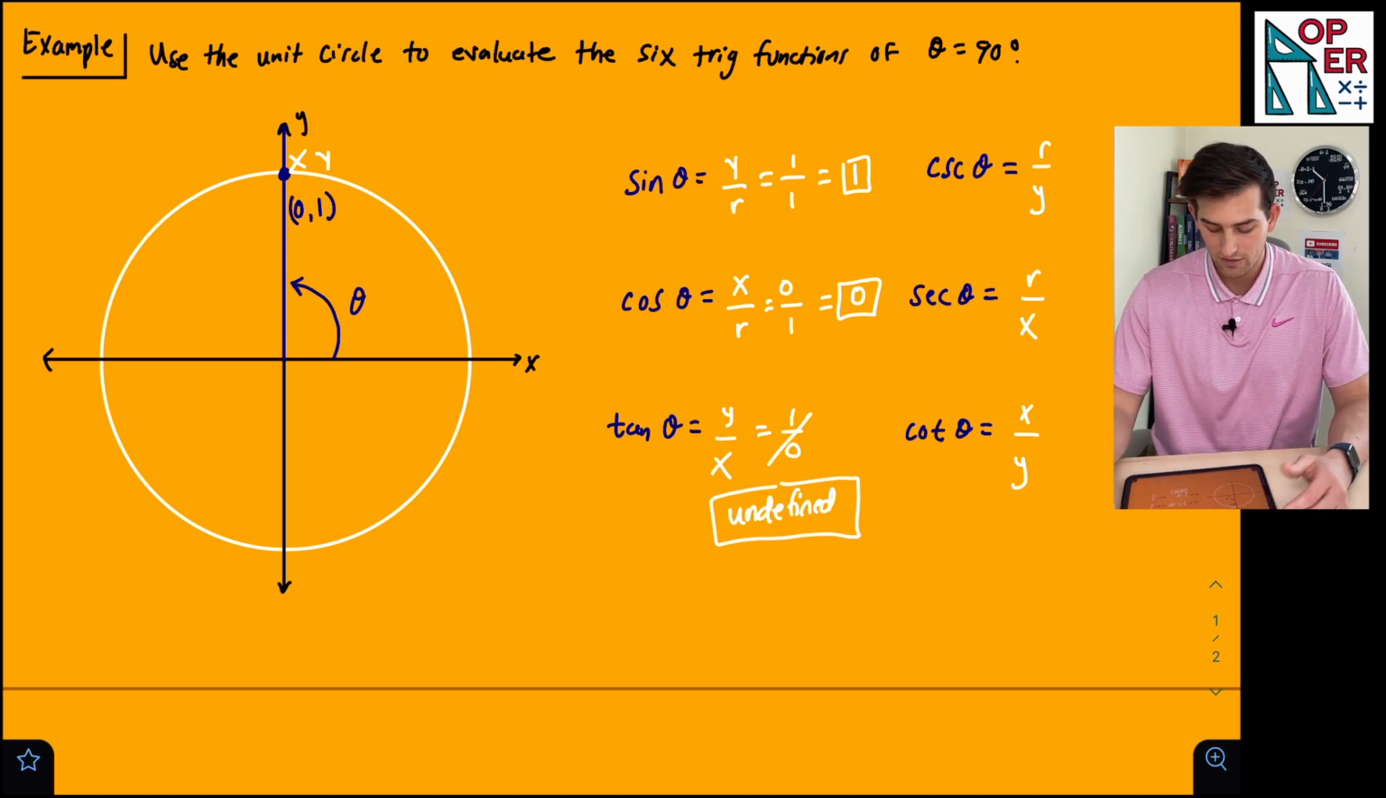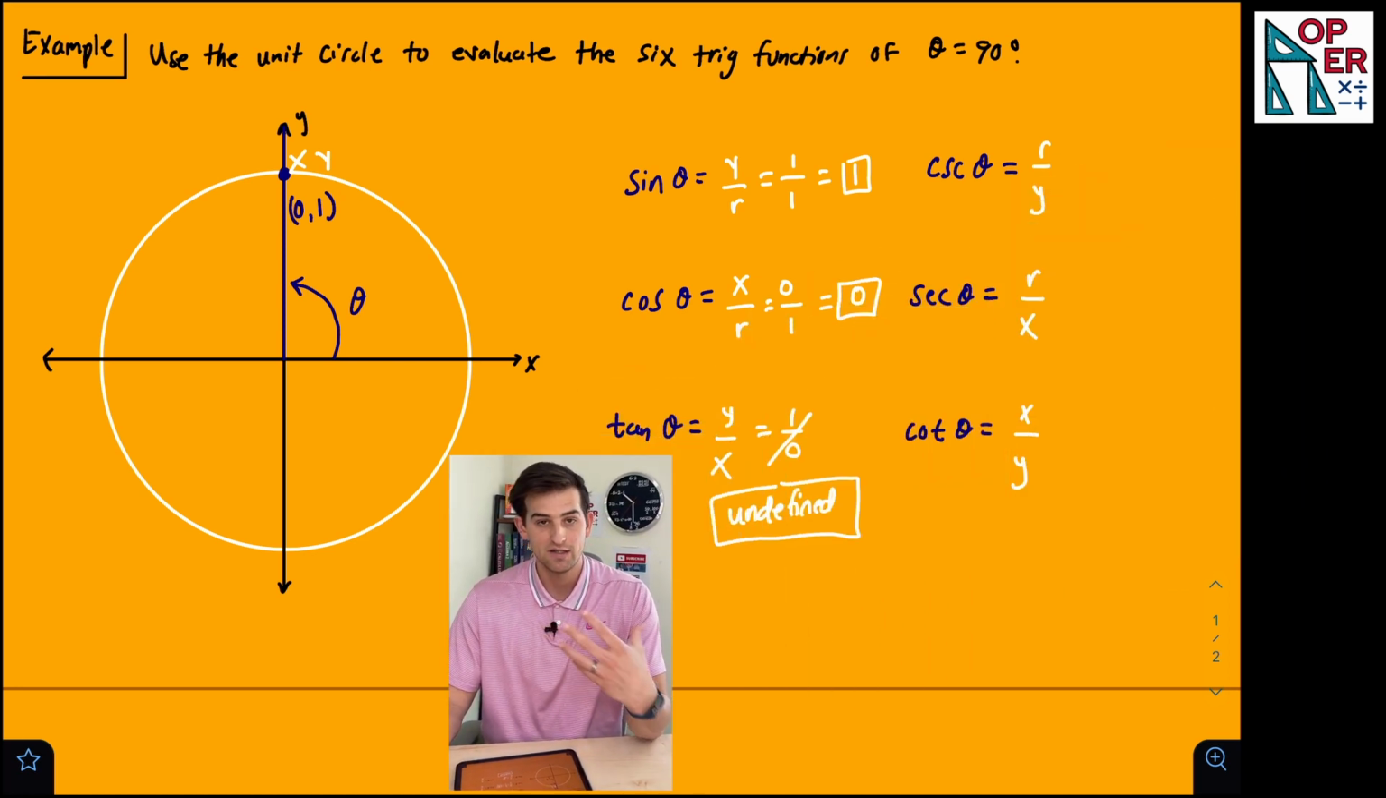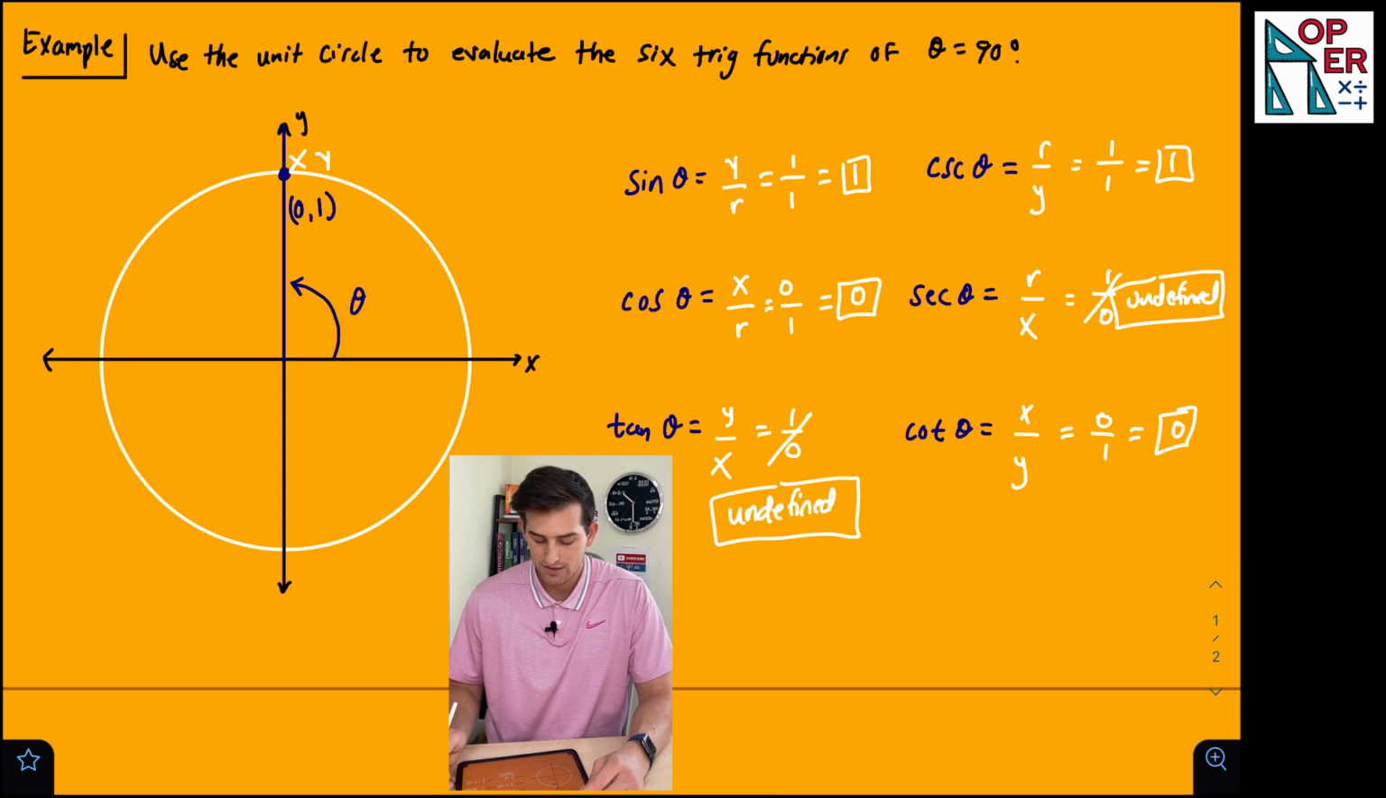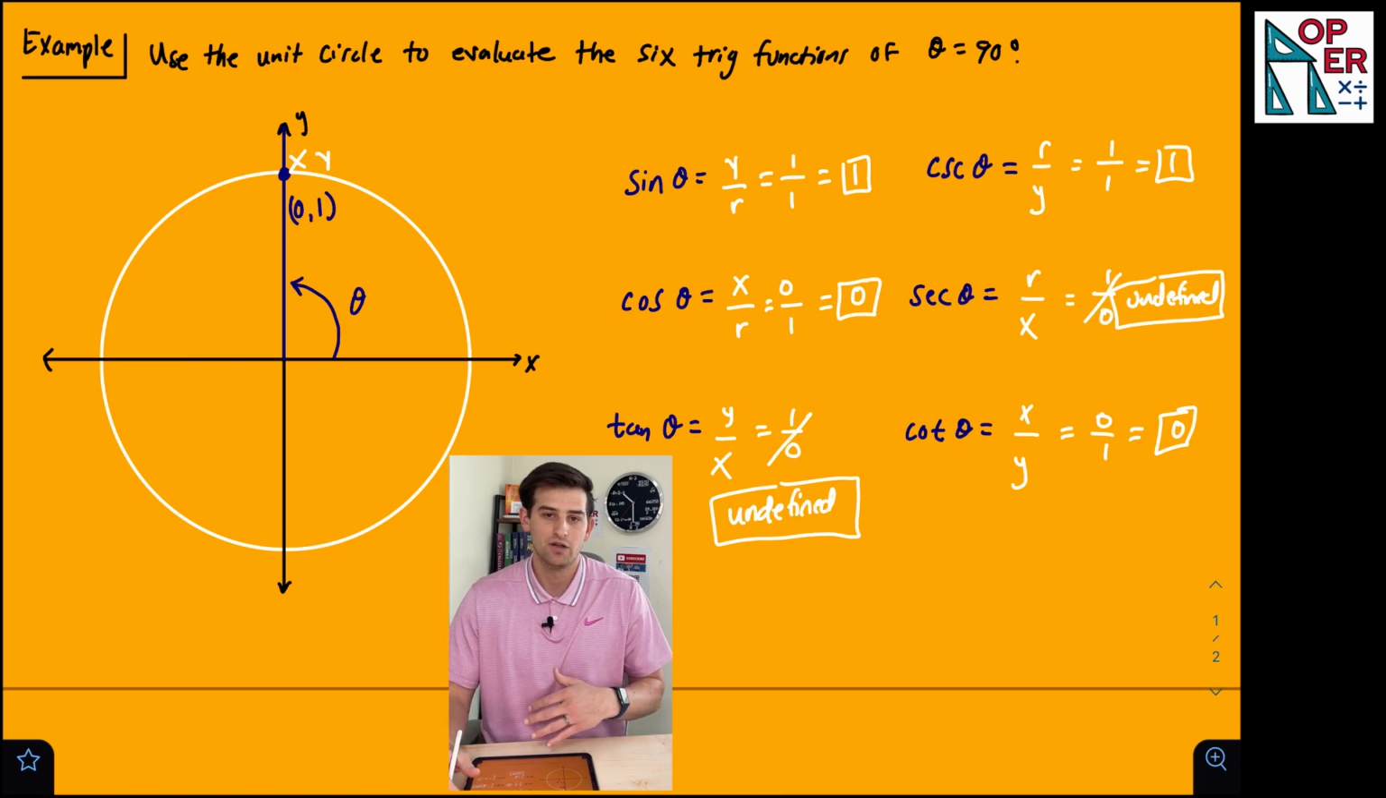All right, now for cosecant, we could just take the reciprocal, or we can continue to evaluate using whatever y is, whatever x is, and whatever r is. Once again, r is 1 and y is 1, so cosecant of theta for 90 degrees would still be 1. For secant, we would have 1 as our radius and x is equal to 0, so once again we have to say undefined, because we can't divide by 0. And then for cotangent, we would have x over y. x in this case is 0, y is 1, and that's going to equal 0. Okay, so that's how you can use the unit circle to help you find the 6 trig values for some different angles.